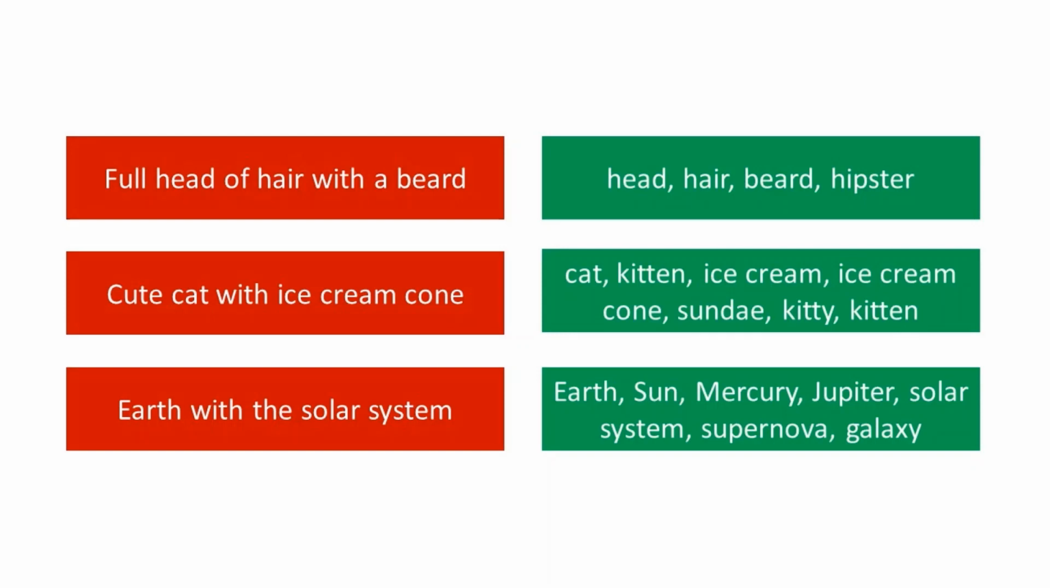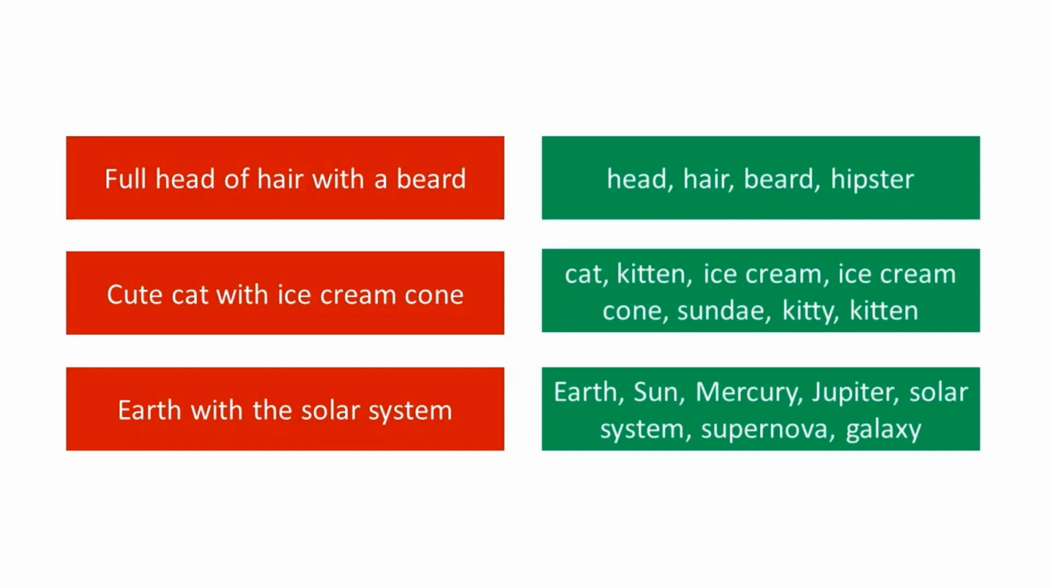So I've got 3 examples here, and again, you could extrapolate into whatever design genre that you're using. But for example, instead of writing full head of hair with a beard for a tag, let's say you're doing mustache designs or beard designs, on the right-hand side, I've got the ones in green that are the more recommended ones: head, hair, beard, hipster. Now you can have 2 word tags as well, but I would avoid writing full sentences.